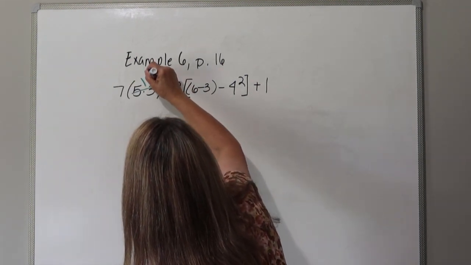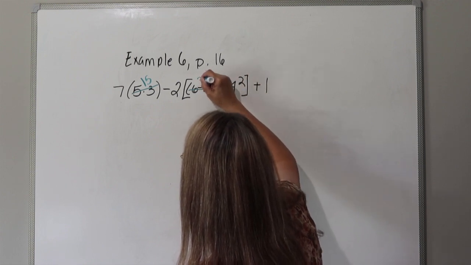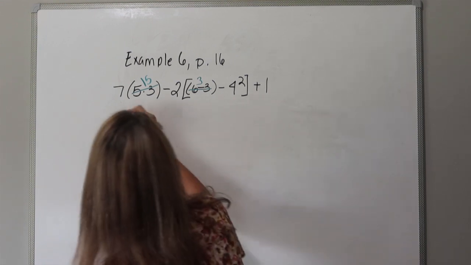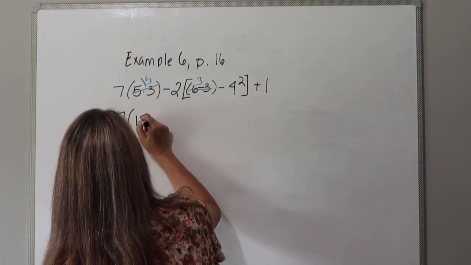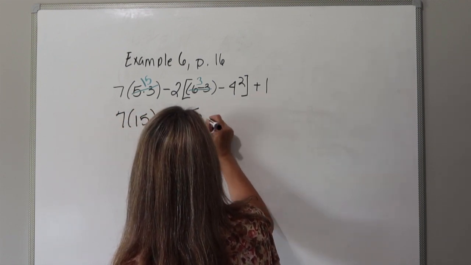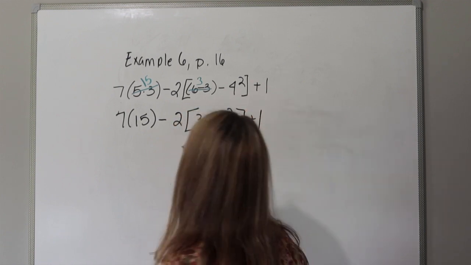Let me go inside the parentheses first, and I'm going to use a different color. 5 times 3 is 15. I'm going to come over here. 6 minus 3 is 3. Alright, let me come under and clean this up. So now I have 7 times 15 minus 2 times 3 minus 4 squared plus 1.